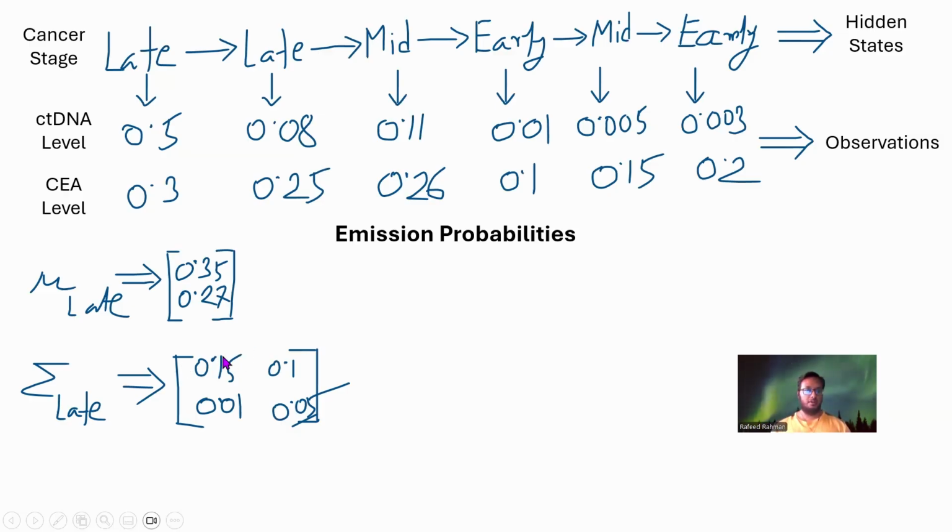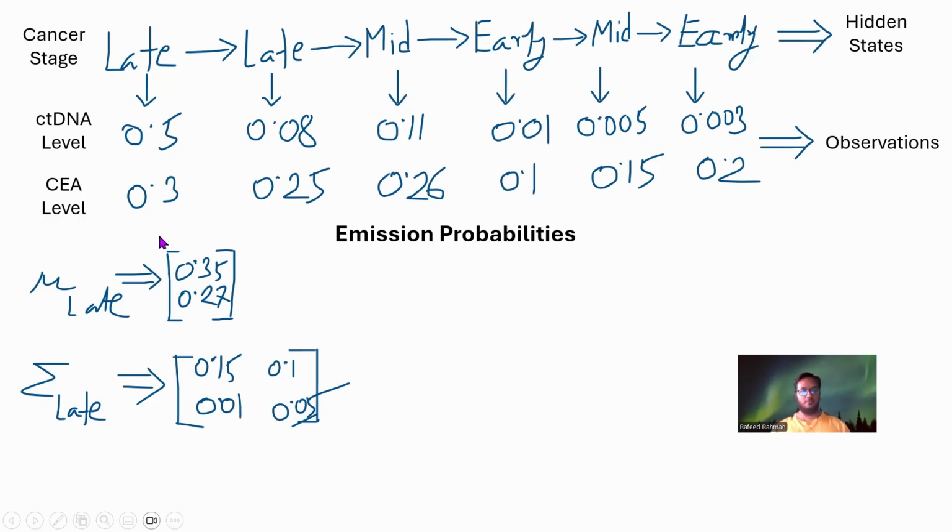For example, this first value 0.15 denotes the variance of the ctDNA level, but the second value denotes the covariance between the ctDNA level and the CEA level. So basically the interaction between these two variables. Now, here we have two variables, that's why we have a 2 by 2 covariance matrix.